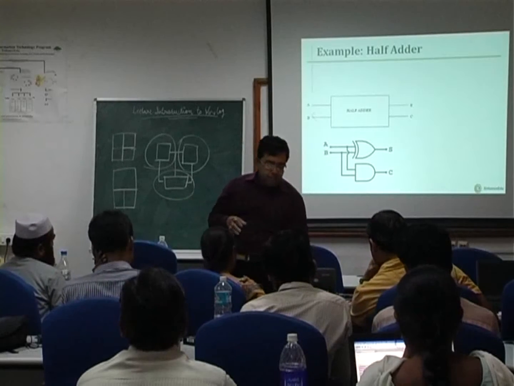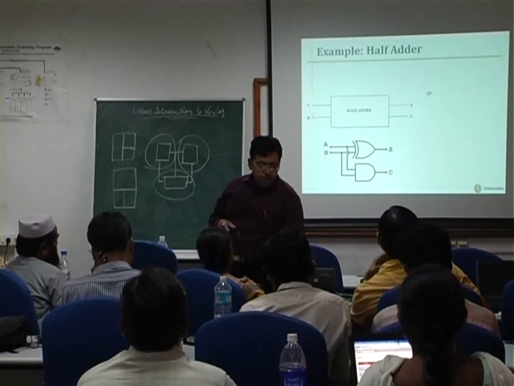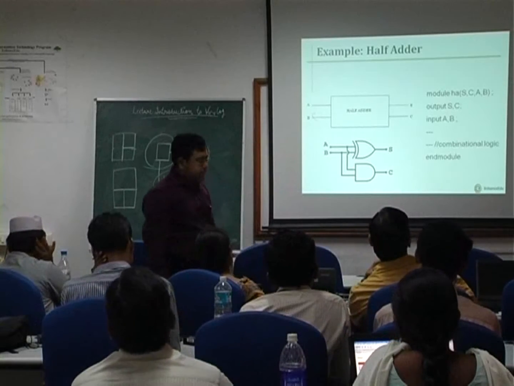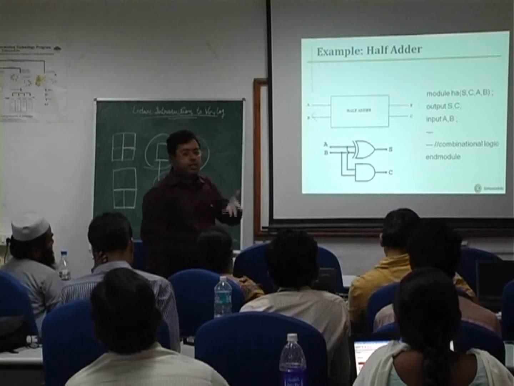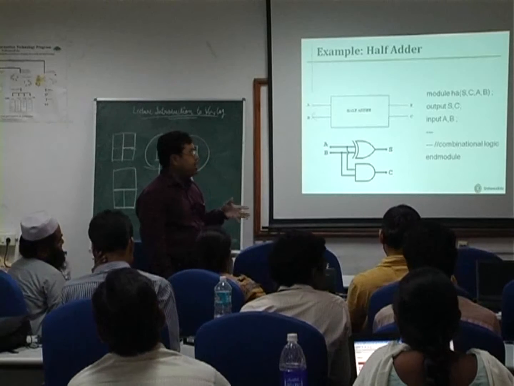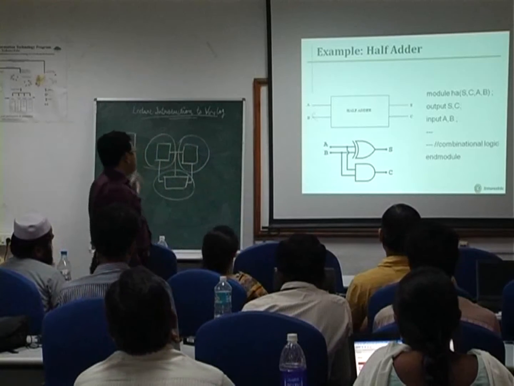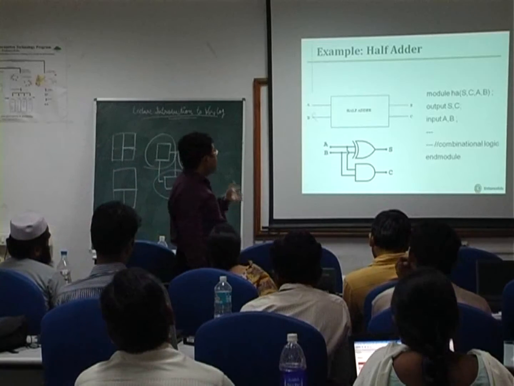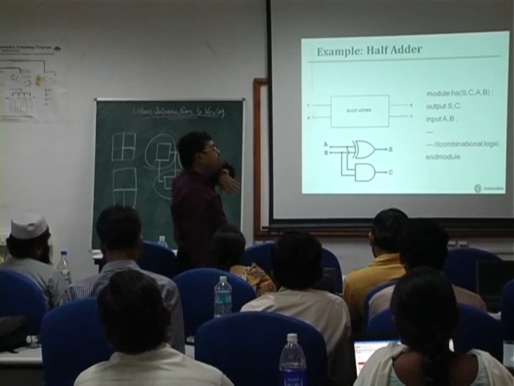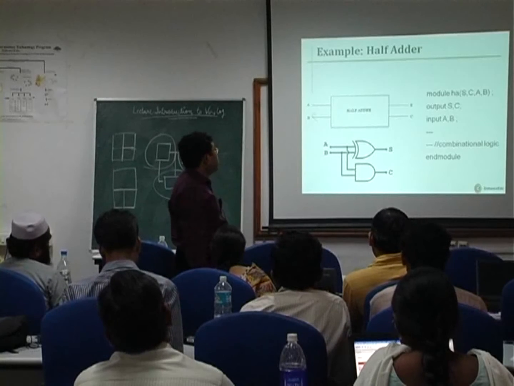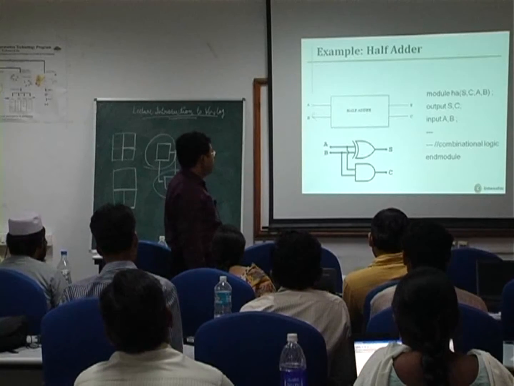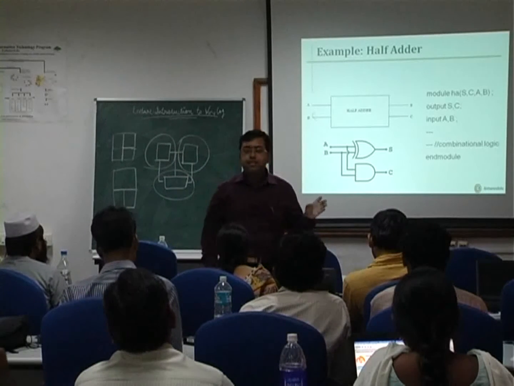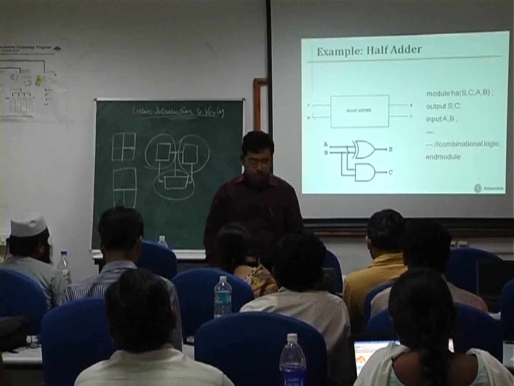So looking at the example of this half adder, if you just look at the half adder without any regard to the details of what is there inside it, it is basically a circuit with two input interfaces, two output interfaces. So the output interfaces we give the names S and C, and input interfaces we give the names A and B. So that basically defines the external interfaces of this half adder.